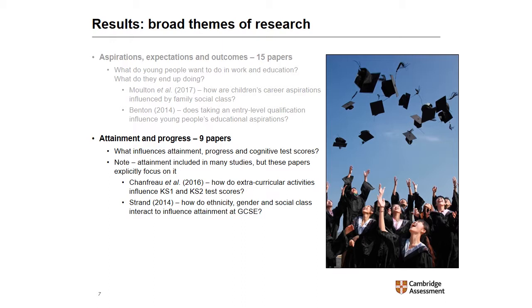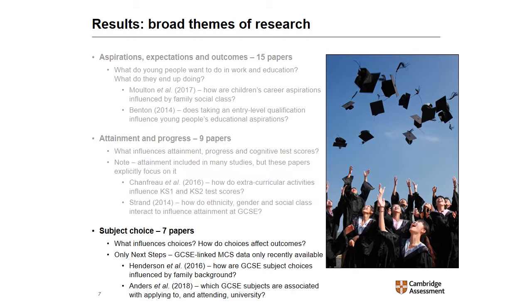Just as a note here, attainment was included in pretty much every study I looked at in some form, but these papers were put into this category because they explicitly focused on attainment. And just again, a couple of examples. Chanfroy et al. looked at how extracurricular activities influenced standardized test scores in primary school. And Strand looked at how ethnicity, gender and social class interacted to influence attainment at GCSE.